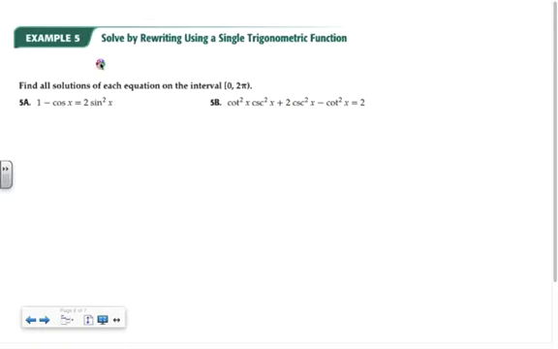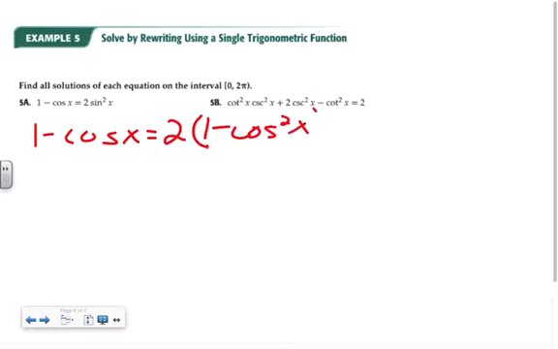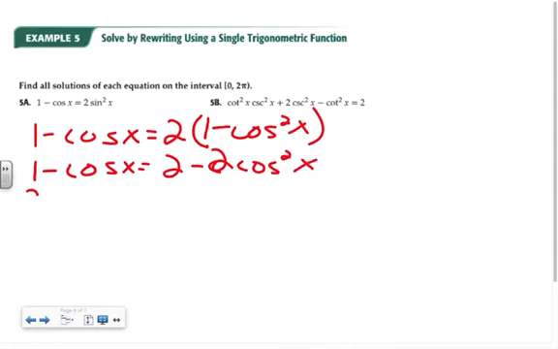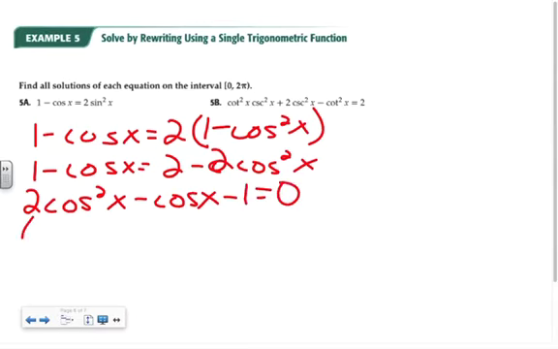So that means that 1 minus cosine x in this equation is going to equal 2 times 1 minus cosine squared of x. And since I'm going to have a squared term in this equation, I'm going to distribute that and then bring everything over to the left-hand side. So 1 minus cosine x will equal 2 minus 2 cosine squared of x. Bringing everything over, I have 2 cosine squared of x minus cosine x minus 1 equals 0, which I then factor.